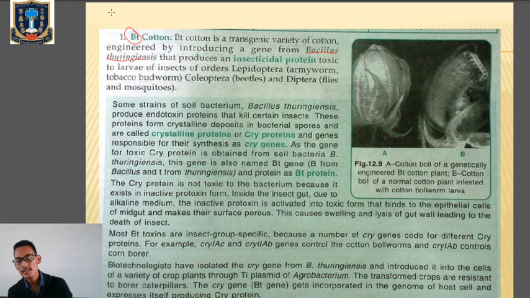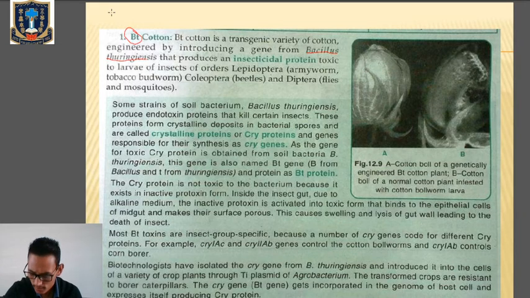And the cry gene, the Bt gene, gets incorporated in the genome of the host cells and expresses itself, producing the cry protein. So all these processes we have learned in our previous chapter, Biotechnology: Principles and Processes. So over here, Bt cotton is the first transgenic cotton produced by genetic engineering, by introducing a gene from Bacillus thuringiensis, which produces an insecticidal protein that is toxic in nature, also called the cry protein. And these cry proteins are produced by the cry gene. So kindly go through it.